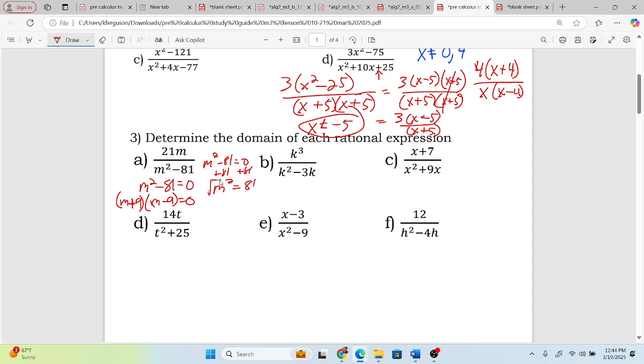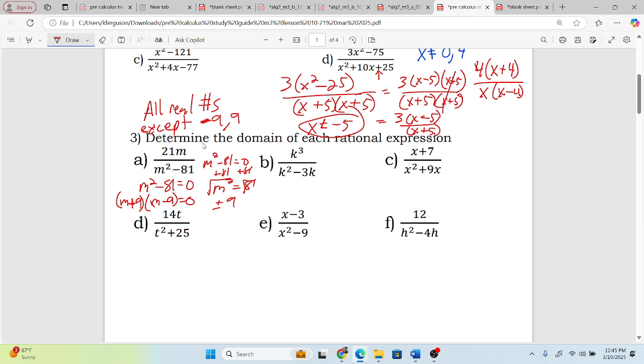And so when I square root both sides, I get plus and minus 9. So either way I get plus or minus 9. Because the thing is squared, it doesn't matter if your m is positive or negative, because the negative is going to cancel off. So my domain for A is all real numbers except negative 9 and 9.